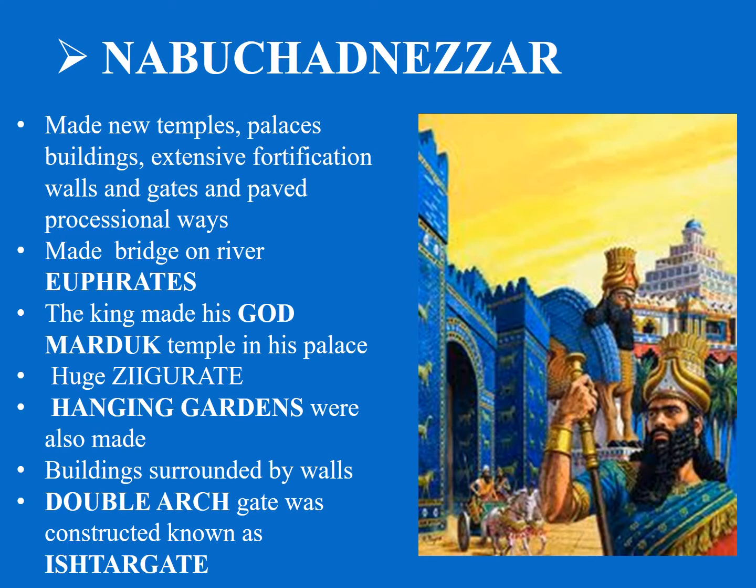Nebuchadnezzar. During his period, he made new temples, palaces, buildings, extensive fortified walls and gates and paved processional ways. He made a bridge on the river Euphrates. The king made the temple of his god Marduk in his palace and a huge ziggurat. Hanging gardens were also made. These buildings were surrounded by walls, with a double arch gate constructed known as Ishtar Gate.